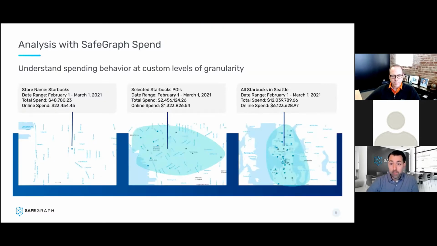But it's a lot more fun to look at graphics than it is to talk about spreadsheets. So let's take a look at some of the analysis that can be done with spend. Here are 3 scenarios that can easily play out with aggregated transactions down to the individual POI level. We can take a look at a single Starbucks and see how it's been doing over time.